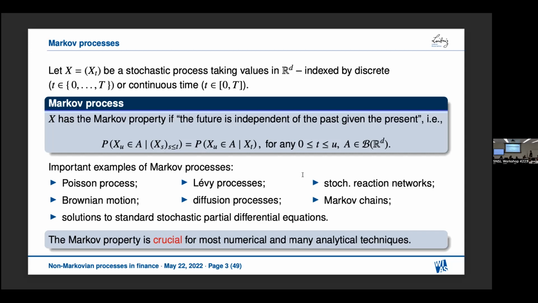Nonetheless, of course, this is no coincidence, because the Markov property is really crucial for a lot of analytical and, in particular, numerical techniques. So by and large, if your process is not a Markov process, then, at least at first glance, you have real problems, because most of the techniques you are used to will not work anymore, at least not in a practical sense, right?